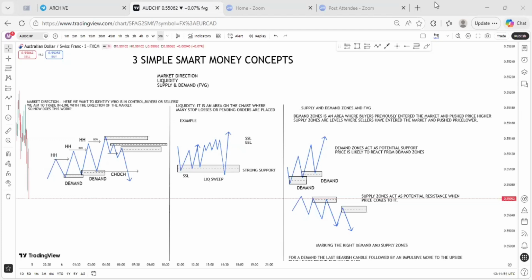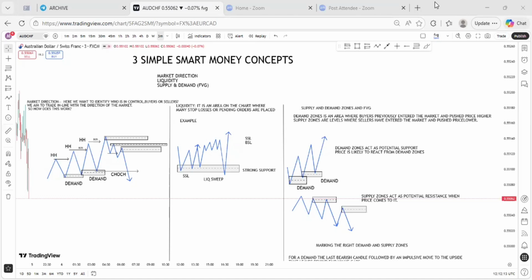So these concepts are the core when it comes to trading smart money concepts, and understanding them correctly and how to use them effectively will improve your win ratio, will skyrocket your win ratio literally, right? So that being said, let's just dive straight into it.